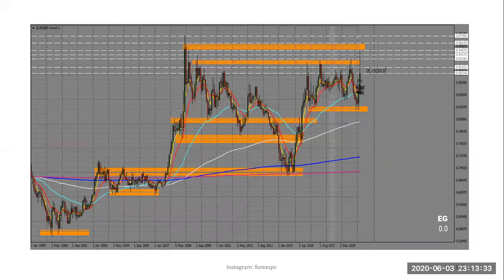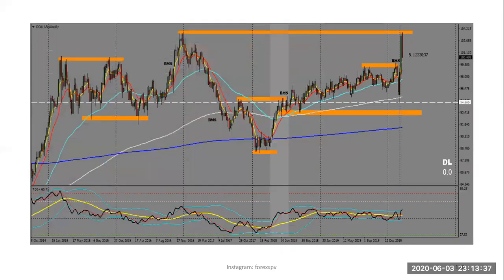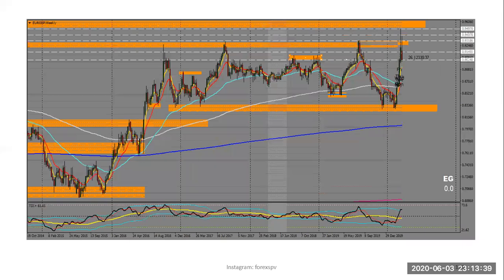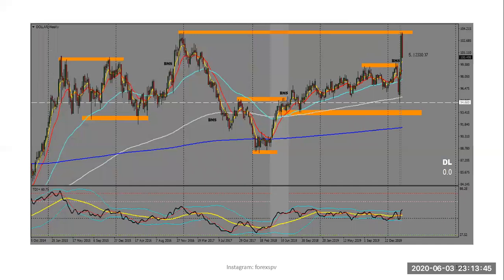And this is Euro Pound on the monthly, and we have Euro Pound on the weekly. So when you go from monthly to weekly, monthly will give you a market structure for position traders. So you have a long-term view. But when you come to the weekly, then you can have a short-term view. So it's good for swings when you come to the weekly time frame.